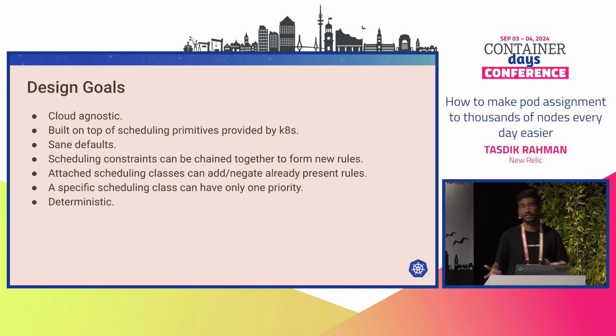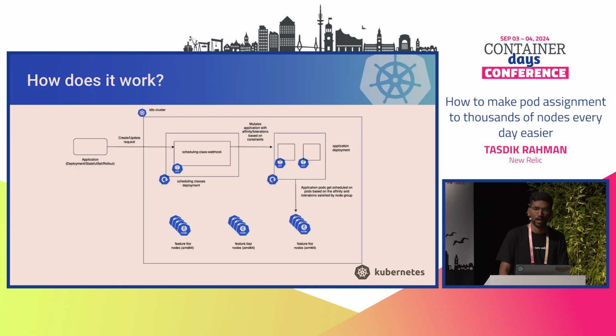And last but not the least, a very important characteristic of this new system was that it has to be deterministic in any given case. If we have a list of scheduling classes which are attached to an application, at the end, no matter what, the result should be the same consistently. So how does it work?